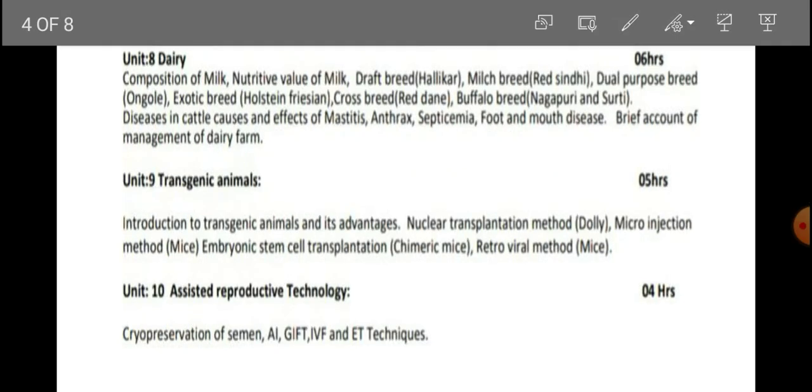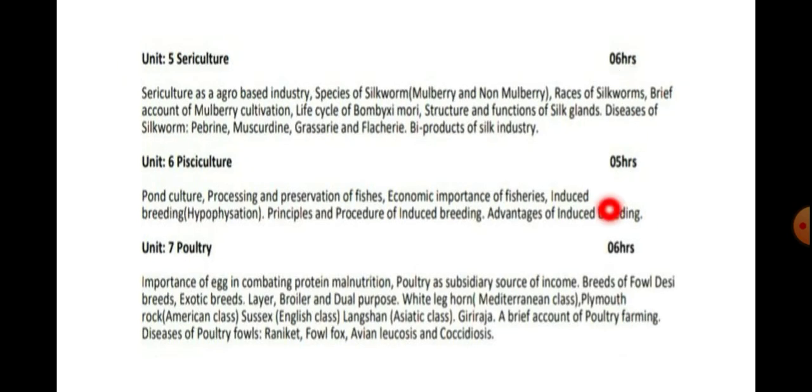And then economic importance of fisheries, and then induced breeding. How will you induce the breeding? It is an artificial means of inducing, what I can say, you are bringing the fishes into a breeding season by artificial means rather than the natural one, okay. That process is called hypophysation. And then principles and procedure of induced breeding. How will you go for this induced breeding? What are the principles and what are the procedures, and what are the different steps? And then advantages of induced breeding.